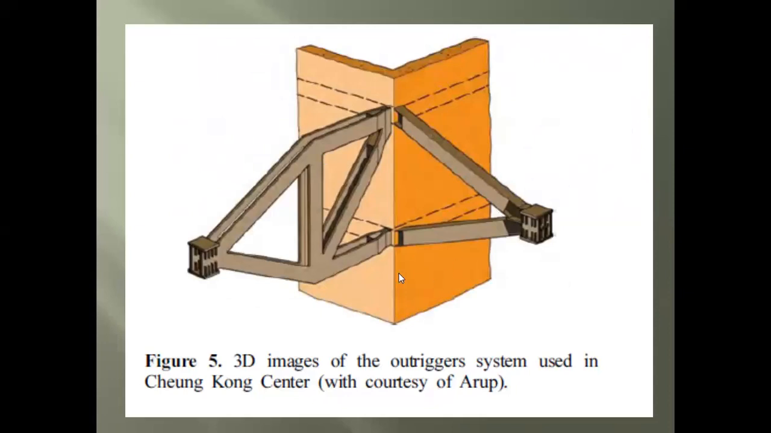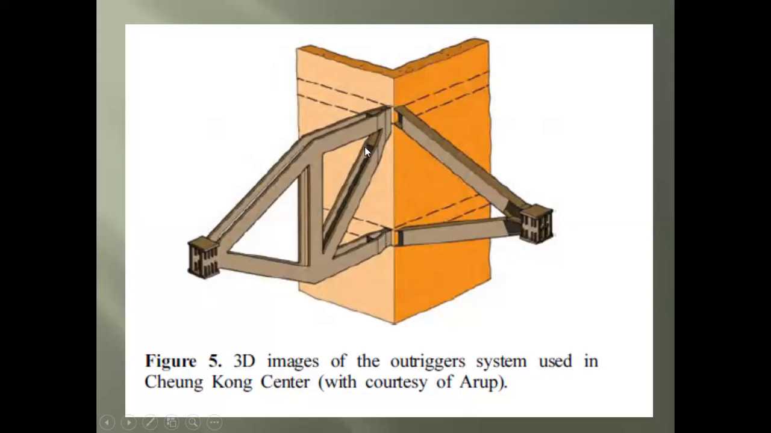So this 3D image is an example of nodes or joints, showing how the vertical diaphragm of the wall can be connected with the belt trusses, which are located in two parts of the building, from the longitudinal direction and from the cross-sectional direction. So outrigger systems are connected with the diaphragm of the wall.